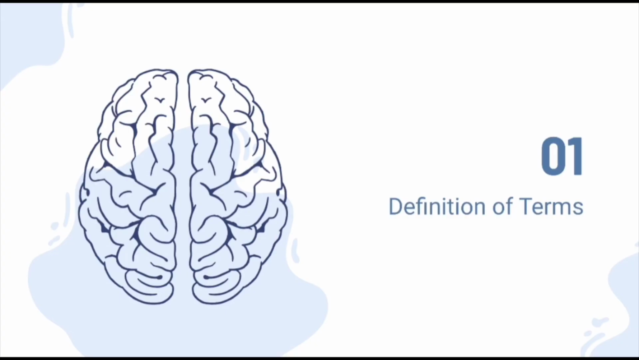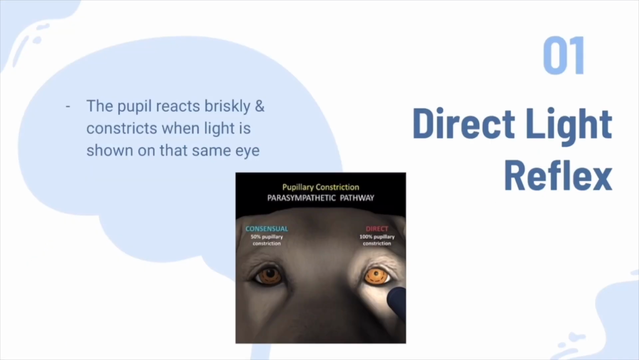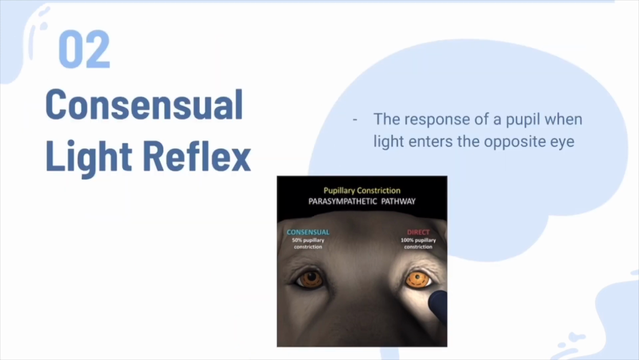Definition of terms. First is direct light reflex. This is when you shine your pen light over one eye and the pupil of the same eye constricts. Next would be consensual light reflex. So if you are shining light over the right eye, consensual light reflex is the constriction of your left eye, and vice versa, if you shine light to your left eye, a consensual response is the constriction of your right eye.